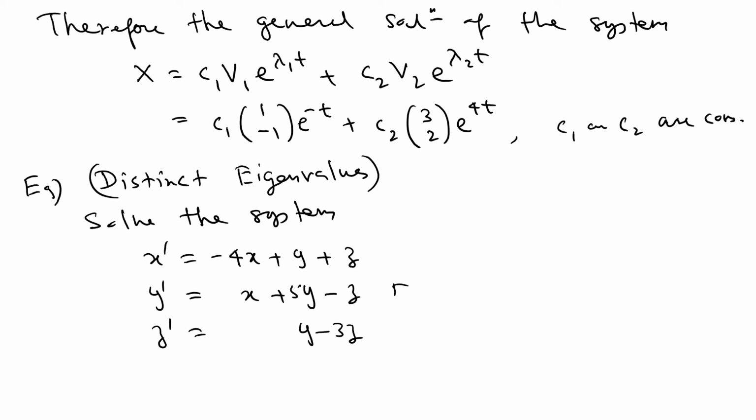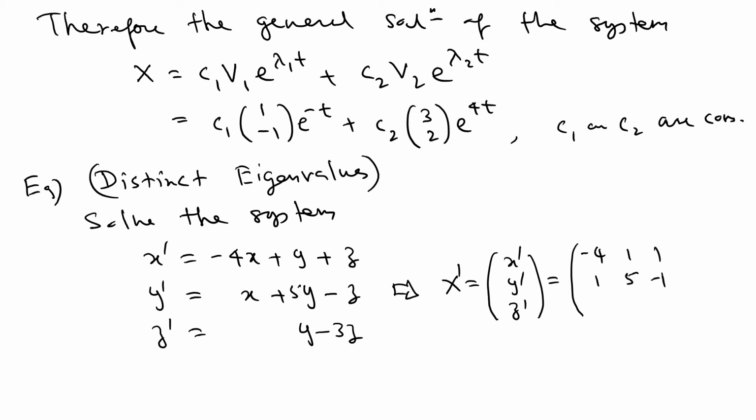So then you can write this system using matrix notation. We can say x prime, y prime, z prime equal, writing the coefficients, negative 4, 1, 1, 1, 5, negative 1, 0, 1, negative 3, times x. So that is the matrix A. As before, we're going to first find the eigenvalues. So let's do that.